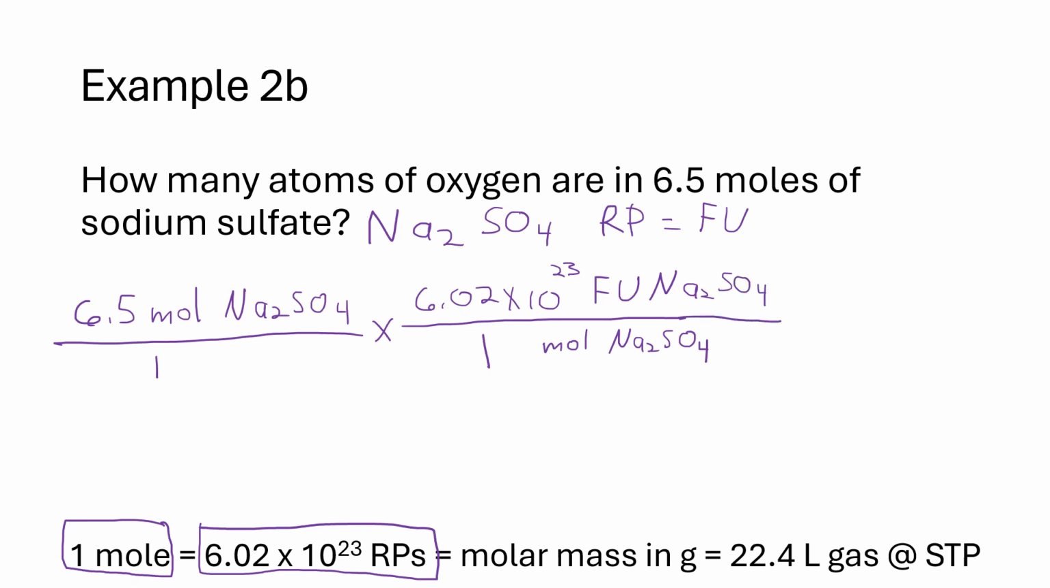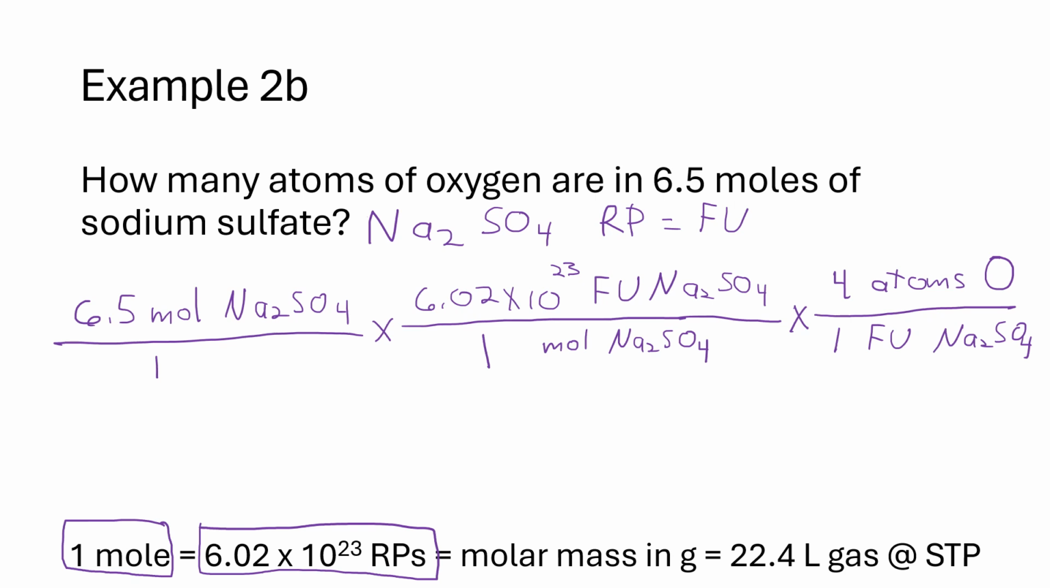So we've got to do one more step here to get to oxygen, which says that for every 1 formula unit of sodium sulfate, there are 4 atoms of oxygen, right? We're just getting that from the formula for sodium sulfate. Within sodium sulfate, there are 2 atoms of sodium, 1 atom of sulfur, and 4 atoms of oxygen. And oxygen's what we're looking for, so that's the one that we're going to grab here. If I'm going to run this in my calculator, notice I've got 3 1s on the bottom.